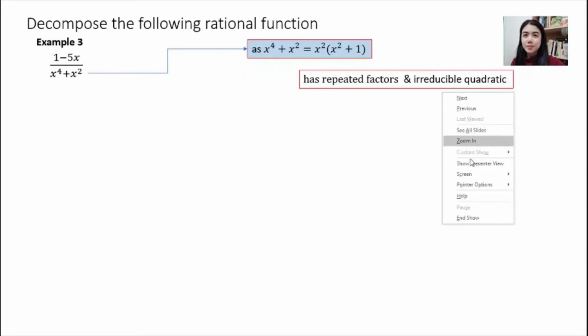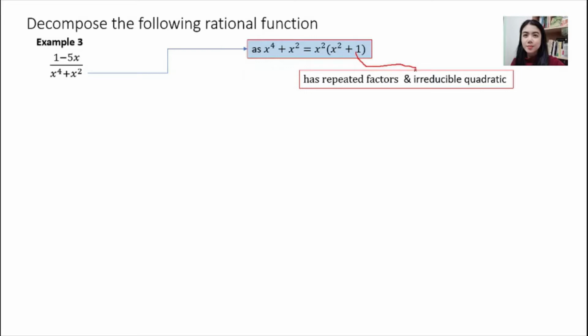Why do we say that you have irreducible quadratic? Because this one, the x squared plus 1, you cannot factor anymore. This is irreducible. But for repeated factors, it refers to the x. The x is repeated 2 times. So x squared you can think of as the x multiplied with x.